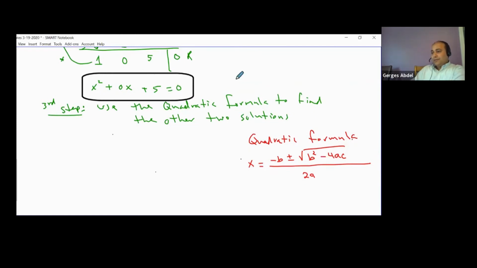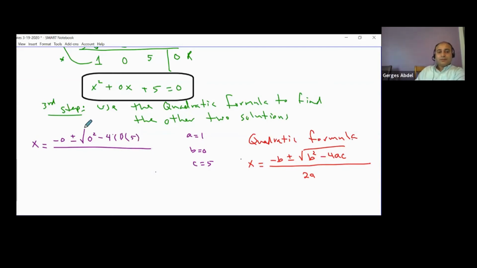Okay, did you get anything? Let me go ahead and solve this one. A equals 1, B equals 0, C equals 5. So that would be x equals negative B, so negative 0, plus or minus the square root of B squared, which is 0 squared, minus 4 times 1 for A times C, which is 5, divided by 2 times A, which is 1.